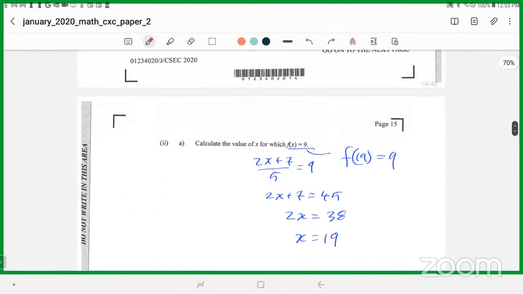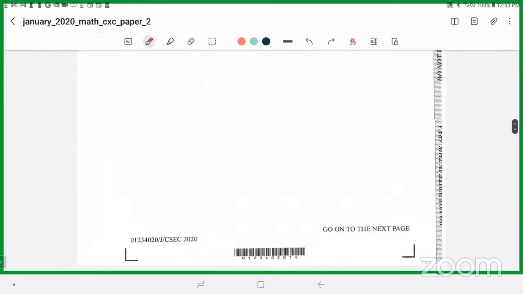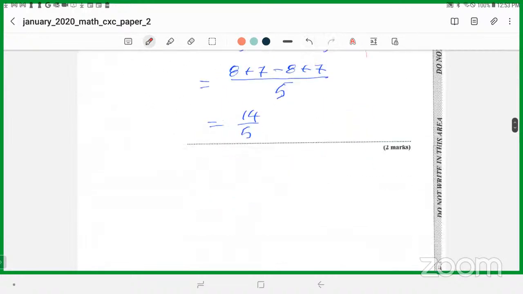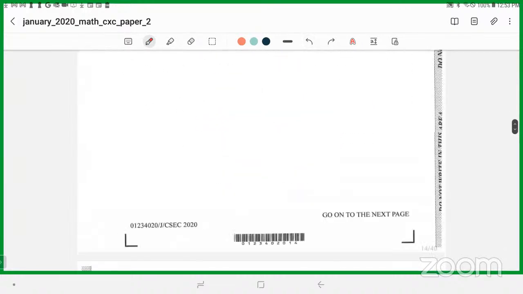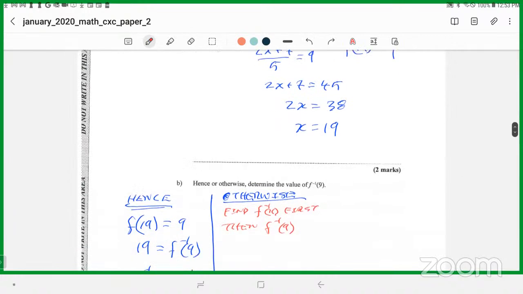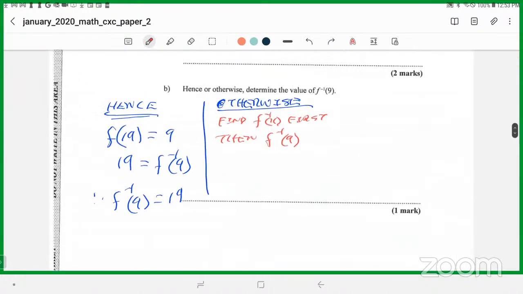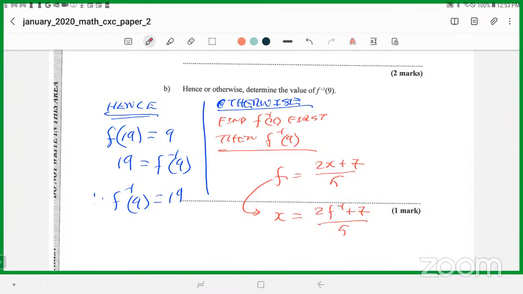So we're going to be inversing the f. What is f again? The f is 2x plus 7 over 5. I'm going to be inversing it. Let's do it here. Don't have any space. So start by saying f equals 2x plus 7 over 5, and I would inverse it. The f will become x, and this x will become f to the minus 1. So x equals 2f to the minus 1 plus 7 all over 5. We're making this the subject.